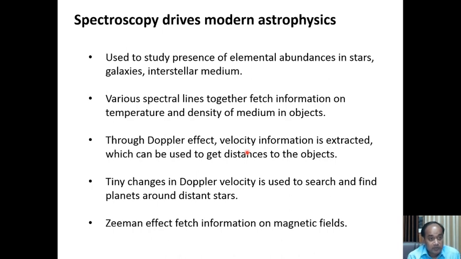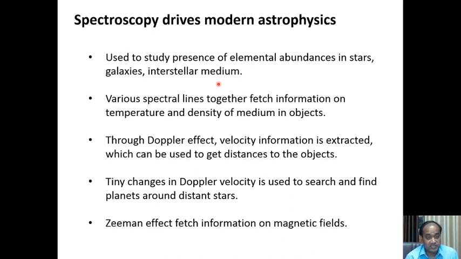I will not have time to really go into the details of each and every aspect of spectroscopy, how it is used to get many science aspects of modern astrophysics. But in summary, spectroscopy is a tool to study the presence of elemental abundances in stars, in galaxies, in the interstellar medium. The interstellar medium is basically the medium between stars.